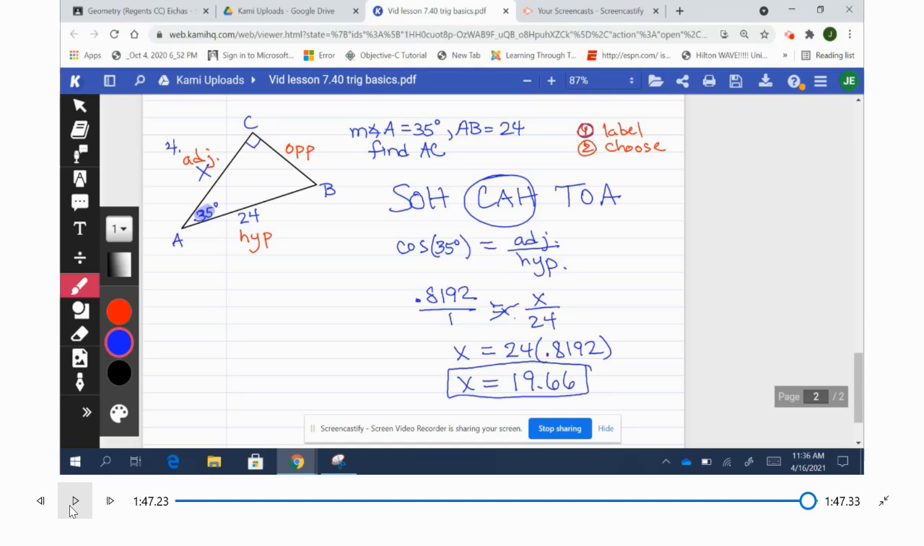So there's a demonstration on a few different problems for solving for a missing side using trigonometry. Hopefully that was helpful, and that should be used for our 7.40 assignment, pages 17 to 19.